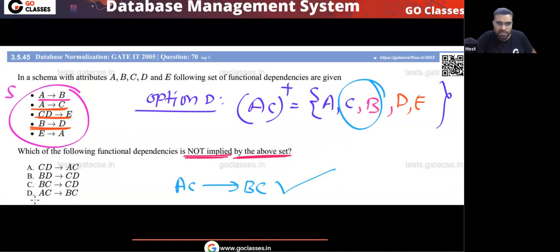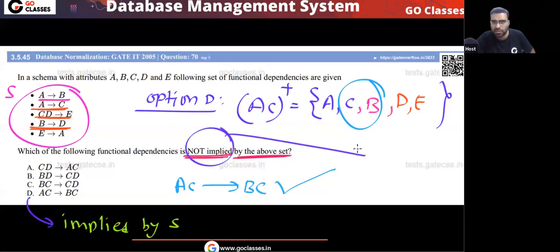So tell me finally, what is the answer? Remember, this option is also implied by S. The question is asking what is not implied. So the answer will be option B. This is your answer. Very simple question. Let's move on.